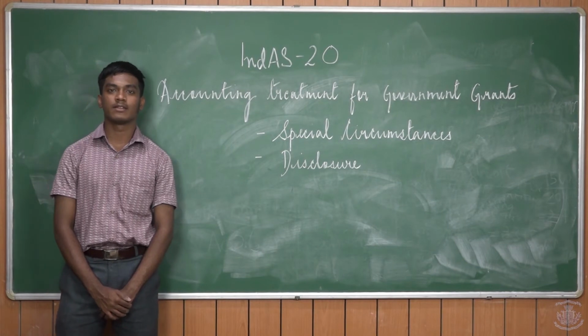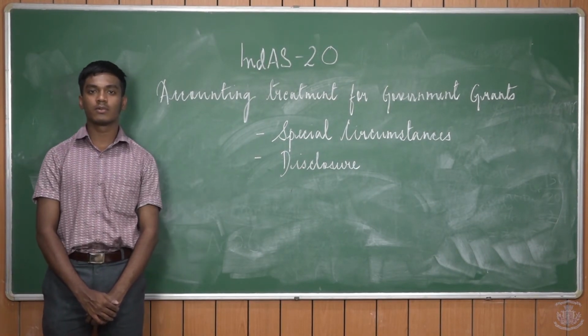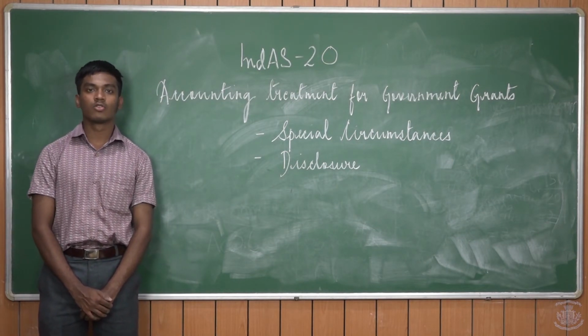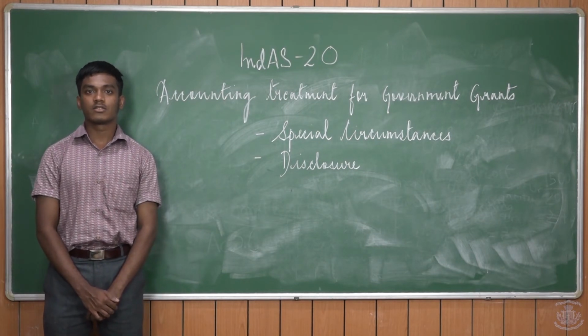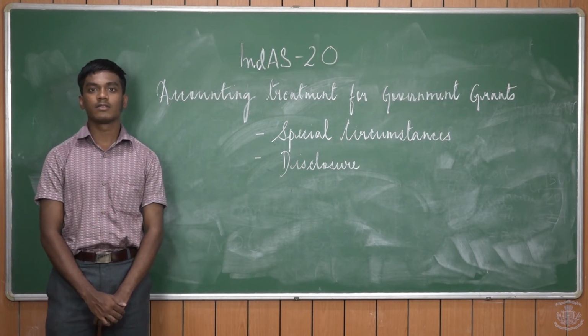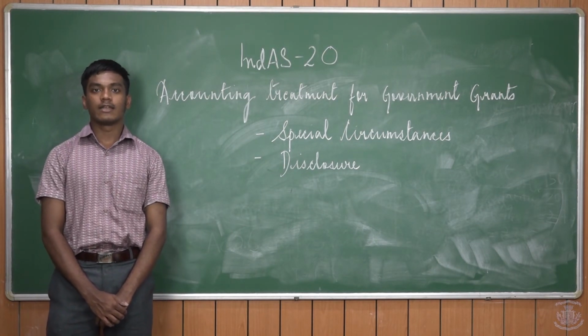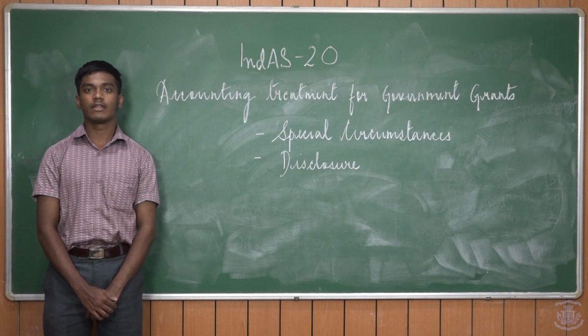So the next topic is disclosure requirements. Disclosure requirements deal with what we are supposed to disclose in the financial statements for accounting for government grants. So we are supposed to disclose the policies adopted for presentation of government grants in the financial statements, and the measurement, amount, nature and extent of government grants disclosed in the financial statements. So with this, we come to the end of the topic.